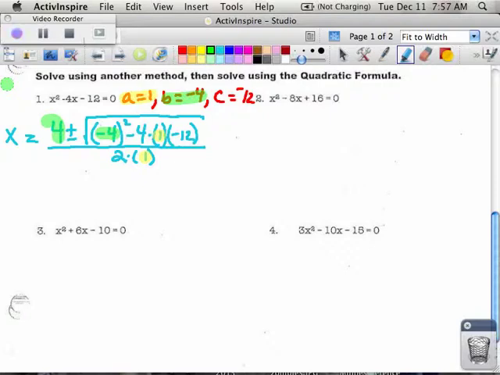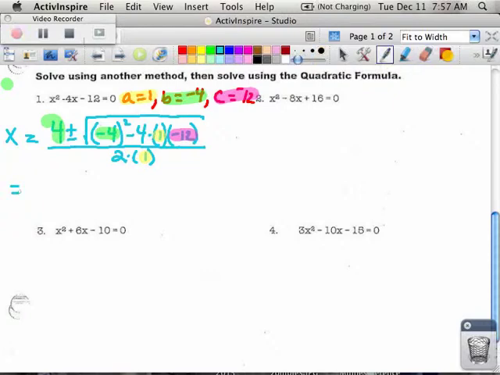And then the c was negative 12, so here's my c right there. So as I simplify this stuff, I'm going to look at all the numbers that I could make look a little bit nicer, I guess.